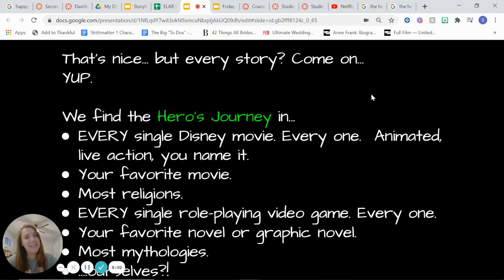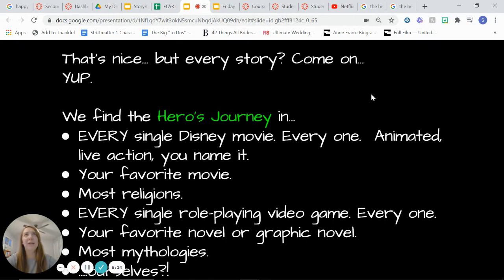So is it actually every story? Seriously? Yeah, it's every story. So we find it in, are you ready for this? Every single Disney movie in the history of ever. Every single one. The ones made back in the 50s, the ones that are being made right now, the animated ones, the live action ones, you name it.